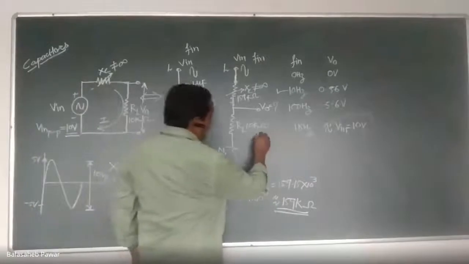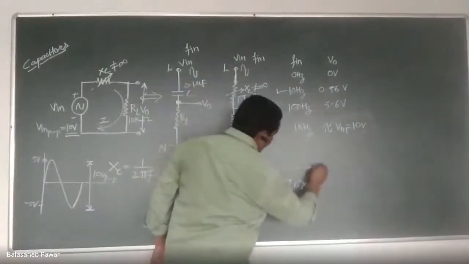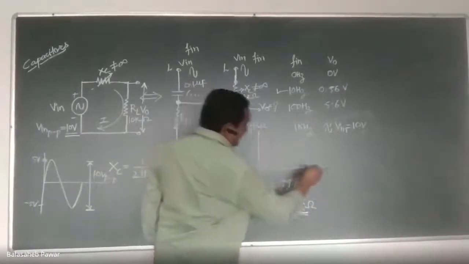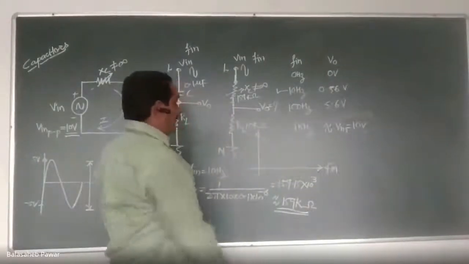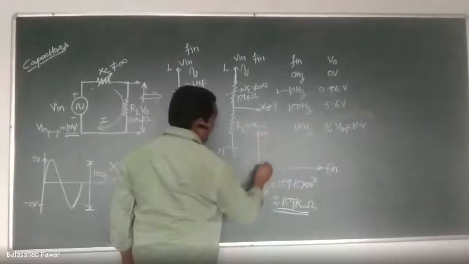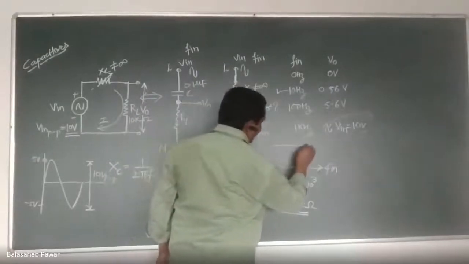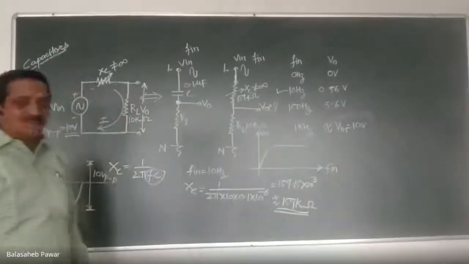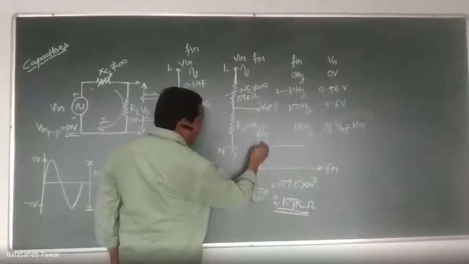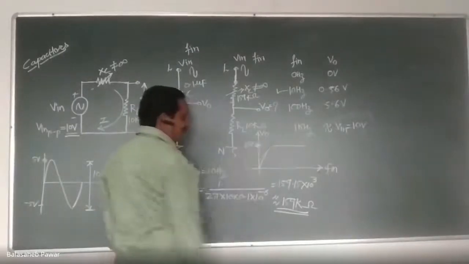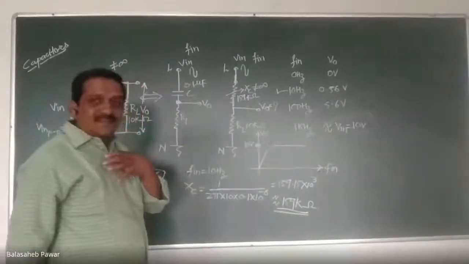So if you try to plot whatever we discussed, that is nothing but the response between input signal frequency and the output voltage. It will look like this. Yes or no? Yes. This is nothing but your output voltage, and that will be maximum 10 volts peak to peak, right?